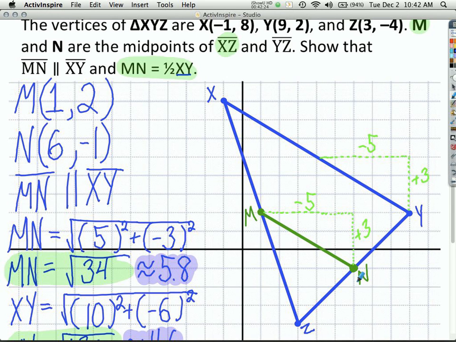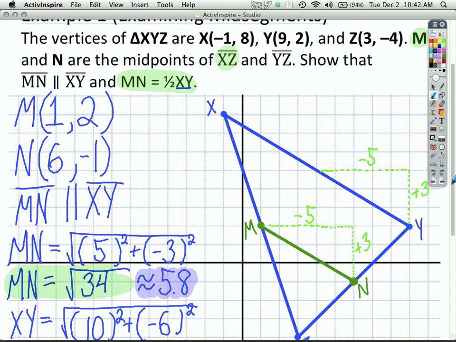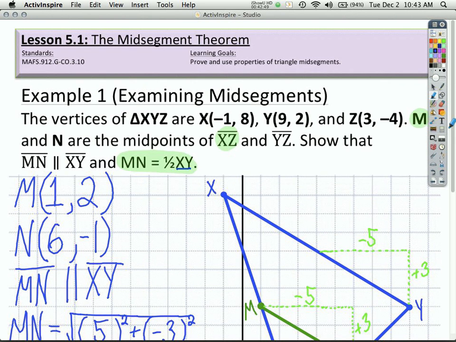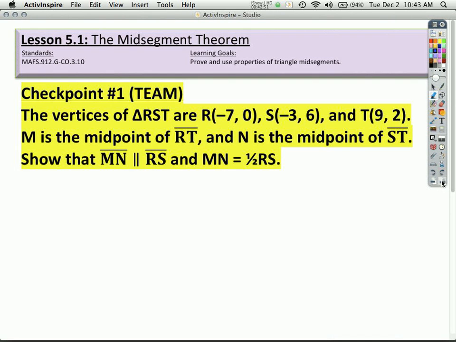Okay? All right, so we did a lot. First, we had to find m and n. Then we connected them. That became a mid-segment. Then we proved that they are parallel by showing that the slopes were the same. Then we were asked to show the relationship between the distances, which we did using the distance formula. A lot of work involved here. Anyone have any questions?